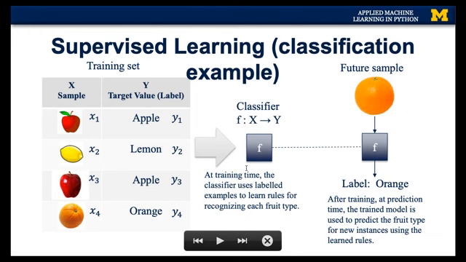So now the classifier is basically a function that maps data in the X to Y. At training time, the classifier uses labeled examples to learn the rules for recognizing each fruit type. Once we train the data, at prediction time, the obtained model is used to predict the fruit type for new instances using the learned rules. So once we train the classifier, we are able to make predictions on the new data.